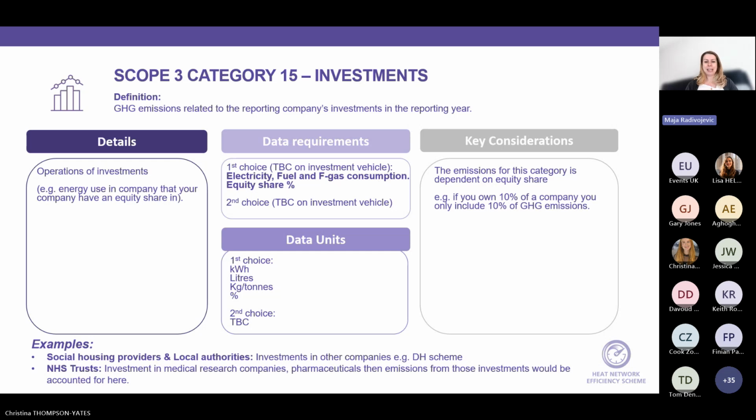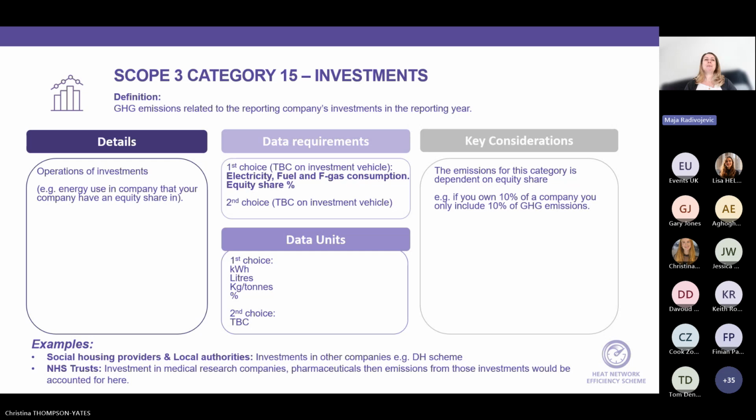Like I mentioned earlier, we would soon expect to see a category 16, which will be a new category for facilitated emissions, that we will be expected to report on from 2028, most probably onwards. And with that, we've covered all 15 Scope 3 categories.